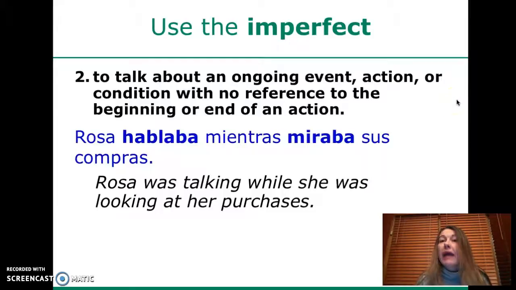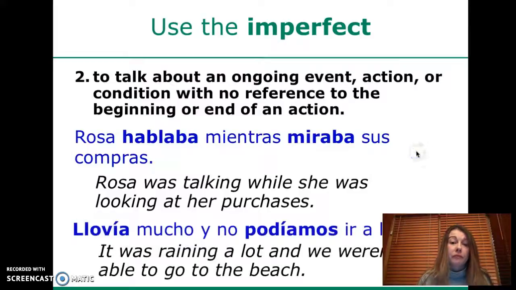And two ongoing actions together will create this double imperfect. So far we've seen just sentences mainly that had preterite by itself and imperfect by itself, but you will find sentences that will have both. Okay, llovía mucho y no podíamos ir a la playa. It was raining a lot and we weren't able to go to the beach.